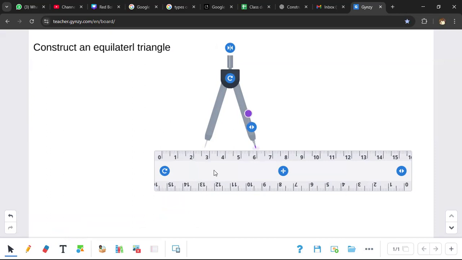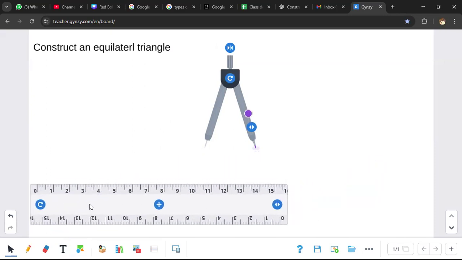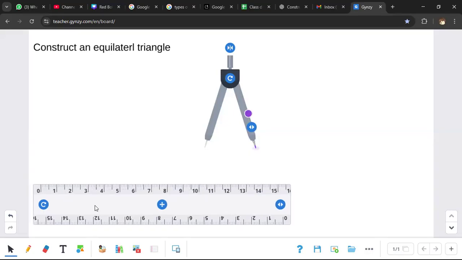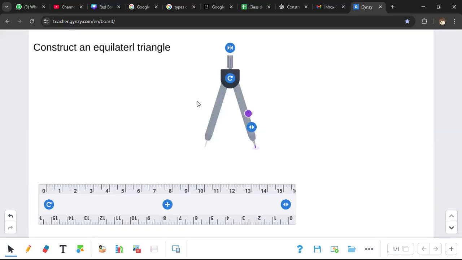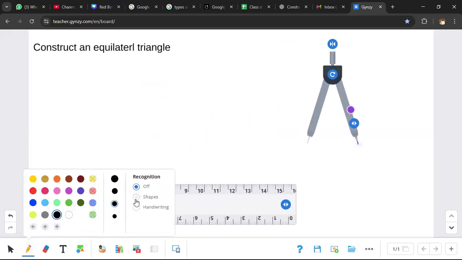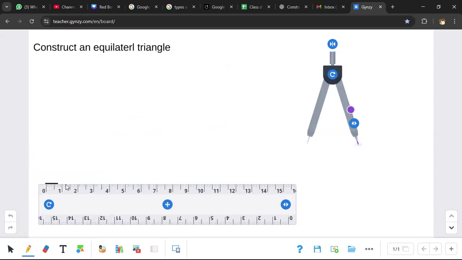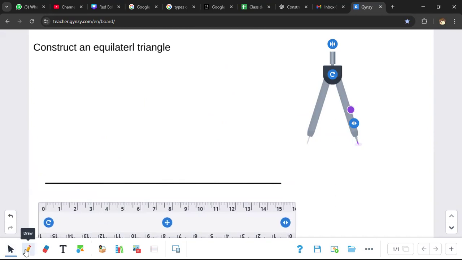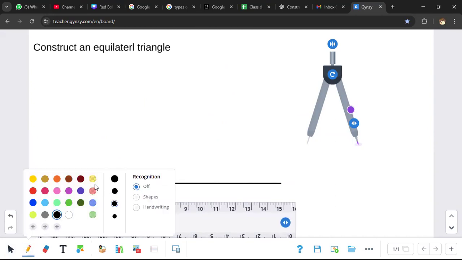Example number 1. So first of all, step number 1. Construct a straight line segment called AB, length 5 cm, using a pair of compasses and a ruler. So that is our first step. So I have to draw a straight line segment like this. So this is a straight line and I have to mark a point on that straight line called A.